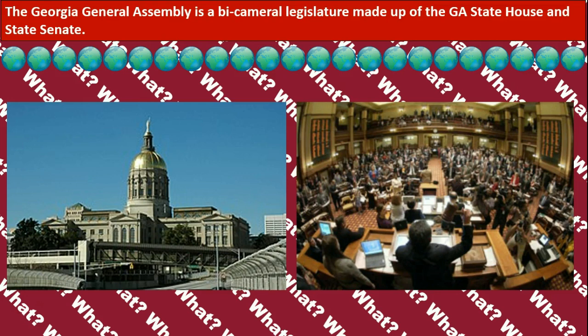To become a state rep or a state senator, there are also qualifications on age: 25 for Senate, 21 for House, residency, 2 years in Georgia for both, and citizenship, must be a U.S. citizen. Both state senators and reps serve 2-year terms, but they can be elected as many times as they win.